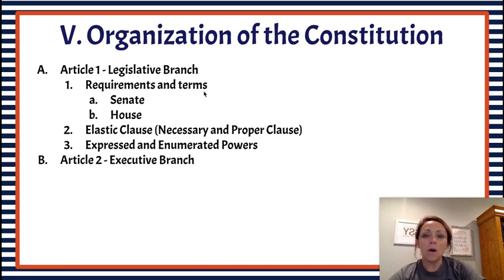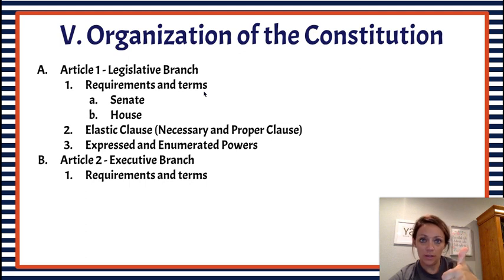So moving on then to Article 2 of the Constitution. Article 2 establishes the executive branch, which of course includes the president, the vice president, and the cabinet. So in order to be president of the United States, you have to be at least 35 years old. You have to have lived in the United States for 14 years, and you have to be a natural-born citizen. You have to have citizenship at birth, okay? So those are the 3 requirements. Those are the only constitutional requirements we have for president of the United States.